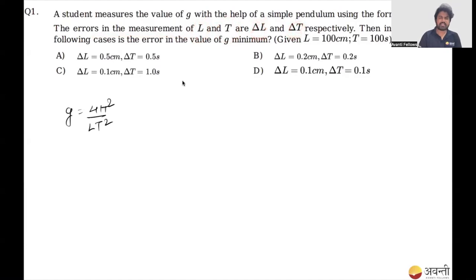This error can be small also, big also, right? Then in which of the following cases is the error in the value of g minimum? So it is asking for which of these four options the error in the calculation of g is minimum. There is some error in L, there is some error in T. So how to proceed for an error question? We use the method of differentiation, right?